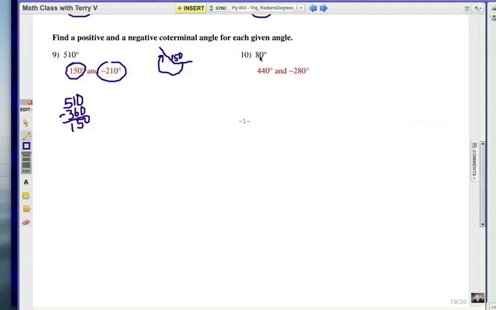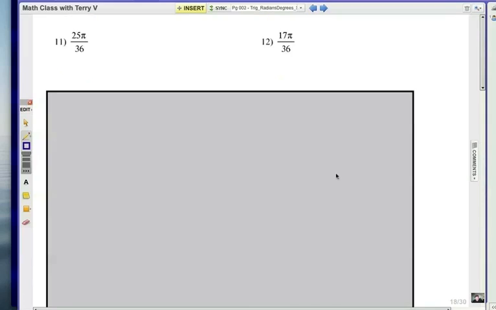All right, for 80, we can add 360 and add one complete spin. And that's, of course, where we get our first answer, positive 440. Okay, and if we go ahead and take the positive angle, we subtract that from 360 and make it negative, because the negative version of the coterminal angle and the positive one add up to one complete spin. So that's where we get negative 280.